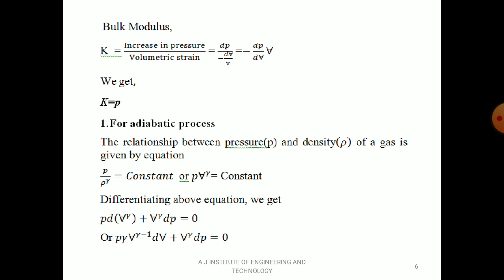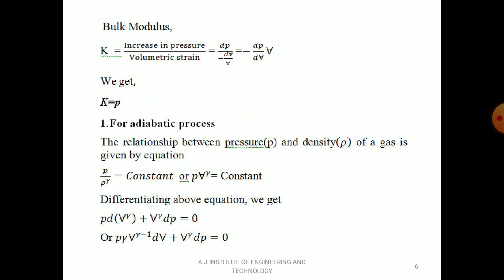The relationship between pressure and density of a gas is given by the equation P by rho to the power gamma equal to constant. But what is 1 by rho to the power gamma? That is equal to V to the power gamma, with the same expression 1 by rho equal to V. So rho to the power gamma goes to 1 divided by rho to the power gamma, which becomes V to the power gamma. So P into V to the power gamma equals constant.